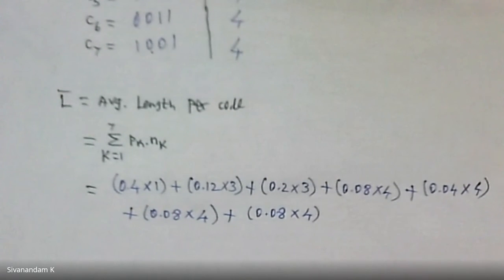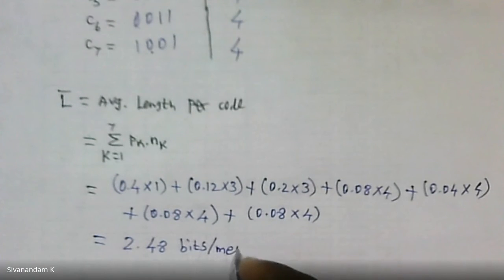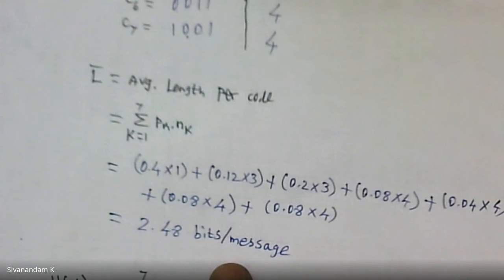So simplify this term, we get the final result as 2.48 bits per message. It indicates that each and every message originally takes us 2.48 bits.